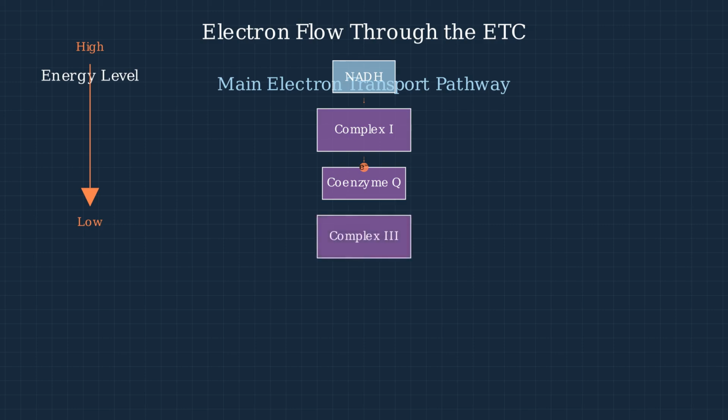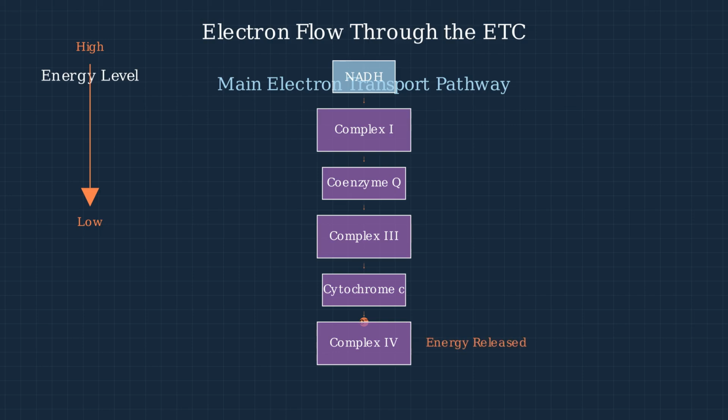From coenzyme Q, electrons continue to complex 3, the cytochrome BC1 complex. Next, electrons are transferred to another mobile carrier, cytochrome C. The electrons then flow to complex 4, cytochrome C oxidase. Finally, the electrons reach oxygen, the final electron acceptor, where they combine with protons to form water.